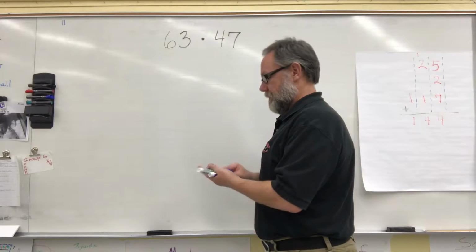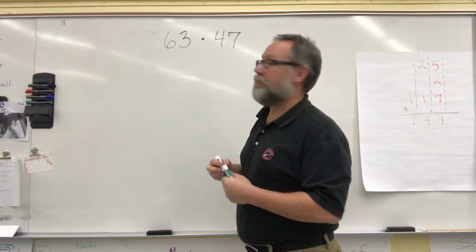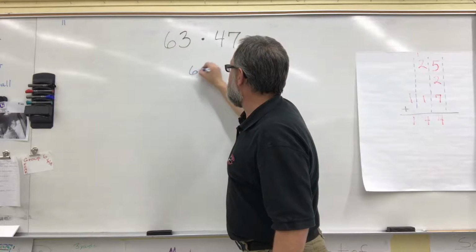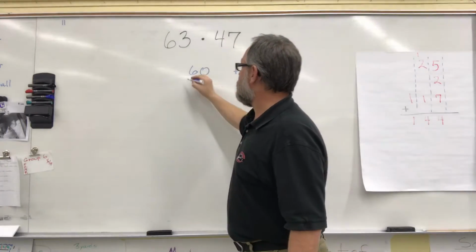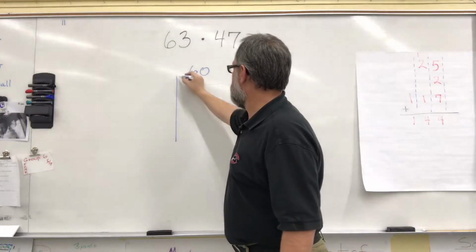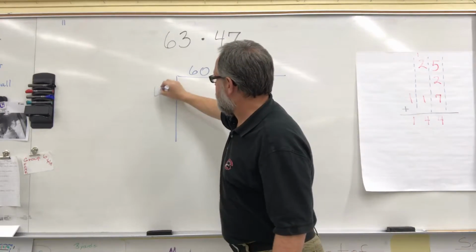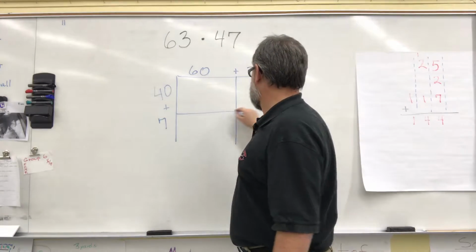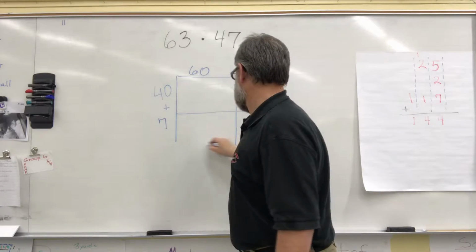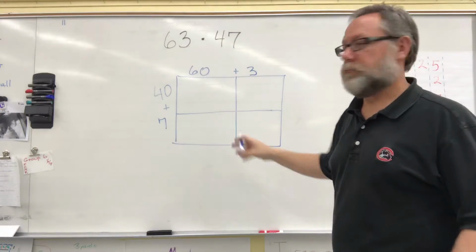And in this case, we break 63 into expanded form. So that would be 60 plus 3. And we do the same thing with 40 and 7. So we have something like a grid area box here, all right?